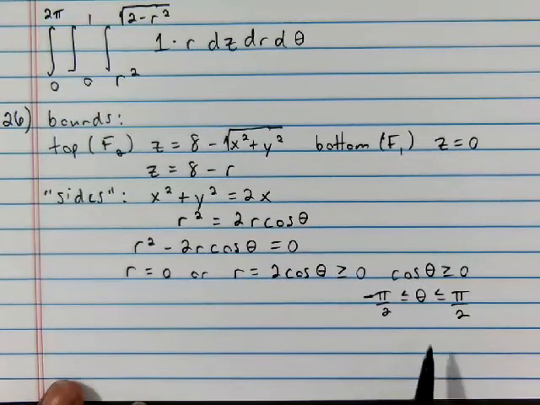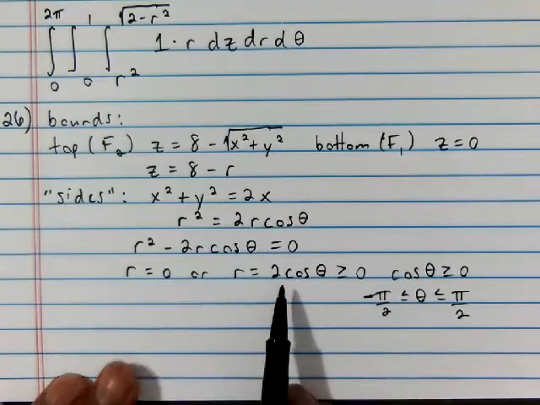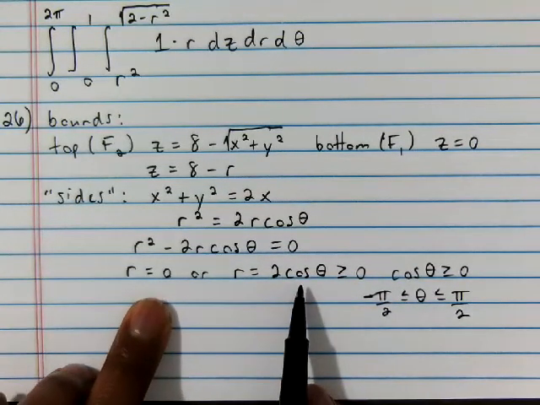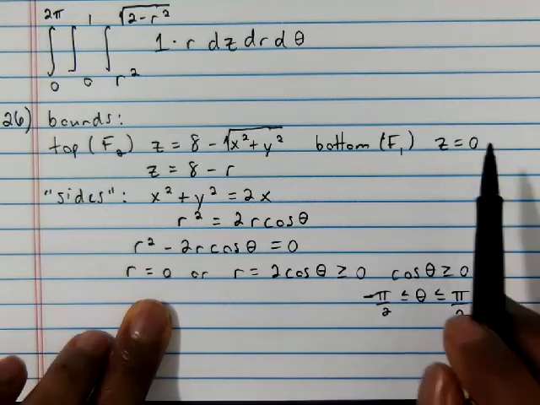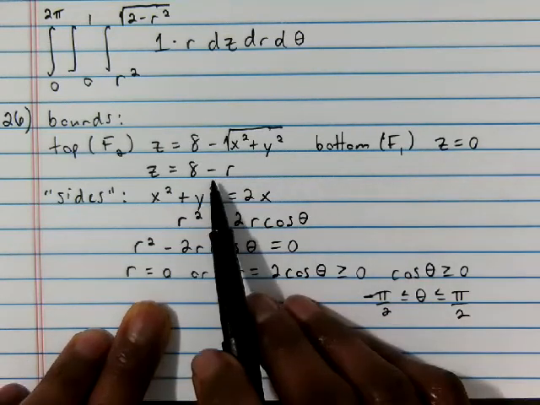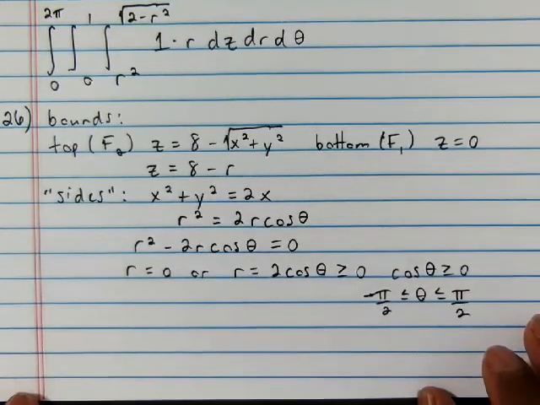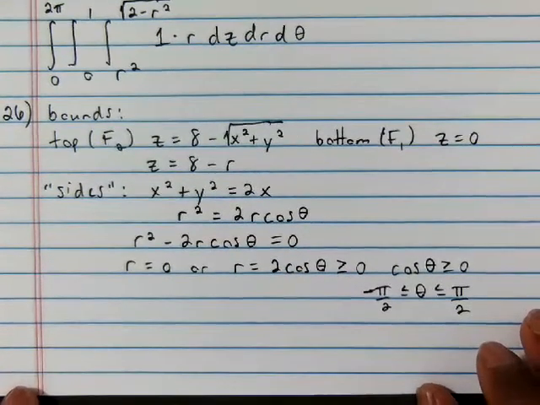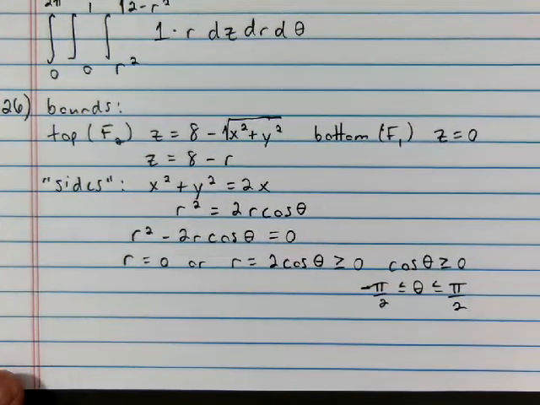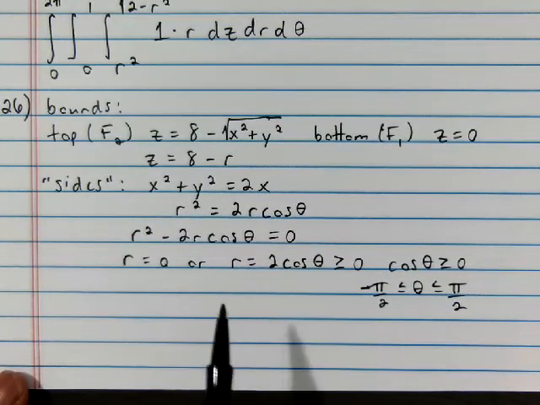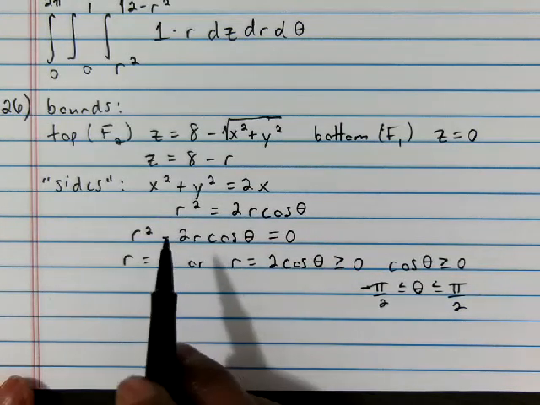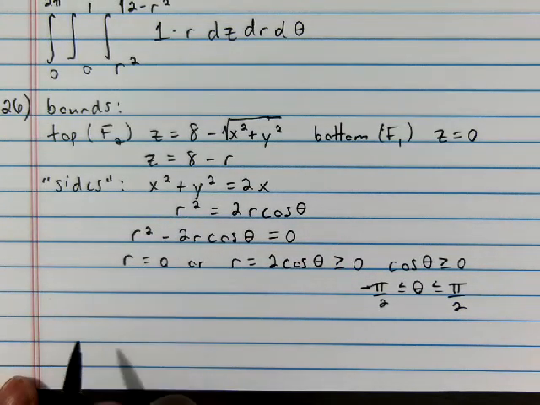We have what theta varies between. We have what r varies between, 0 and 2 cosine theta. And we have what z varies between, 0 and 8 minus r. And now we can go ahead and set up our iterated integral. Sorry, I rushed through this one. I just want to make sure you got to see a good combination of the different types of algebra that we would encounter.